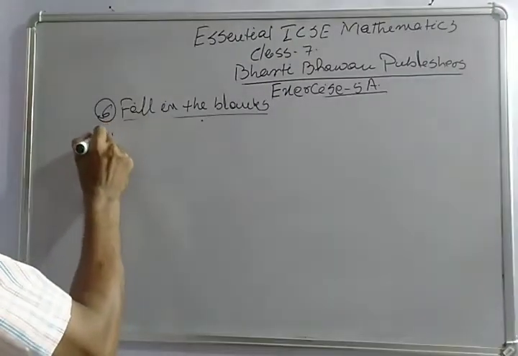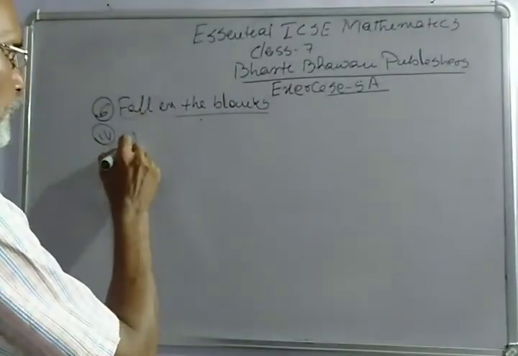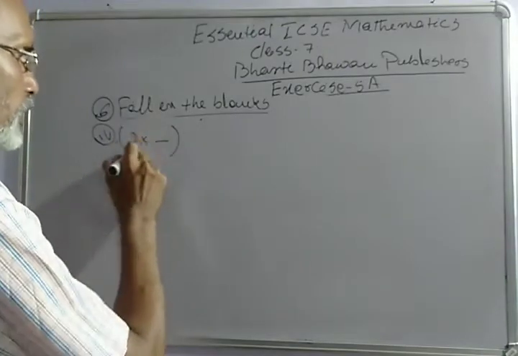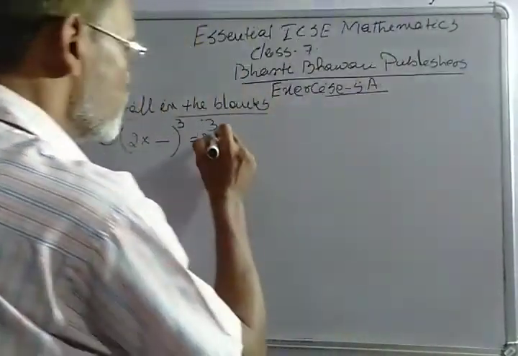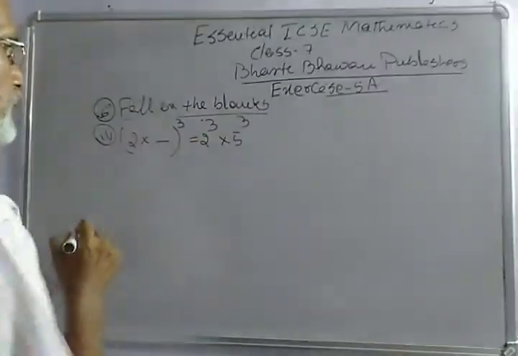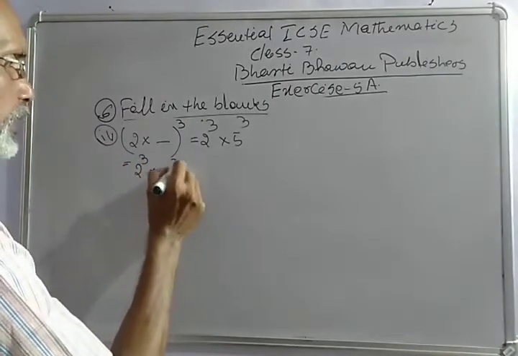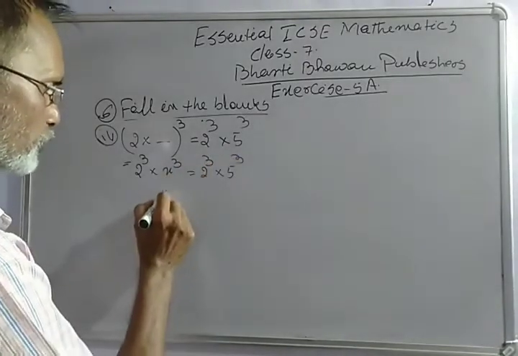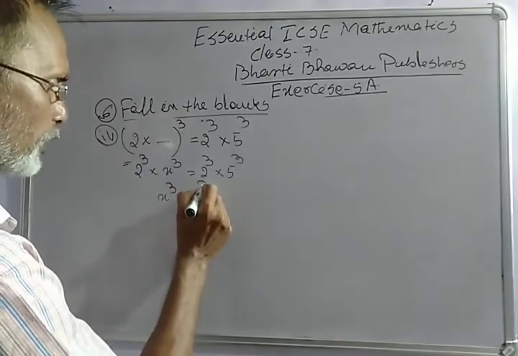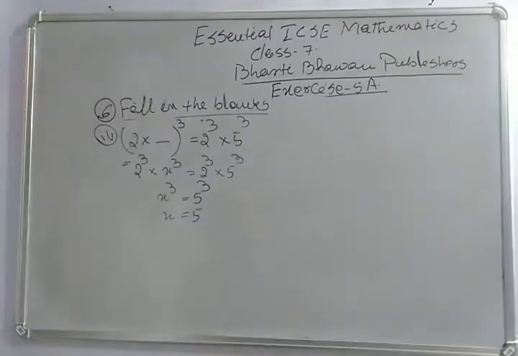Number 4. 2 into dash, whole to the power 3, is equal to 2 to the power 3 into 5 to the power 3. So this is equal to 2 to the power 3 into x to the power 3 is equal to 2 to the power 3 into 5 to the power 3. So x to the power 3 is equal to 5 to the power 3. Now the powers are equal. Therefore bases will be equal. So x is equal to 5.